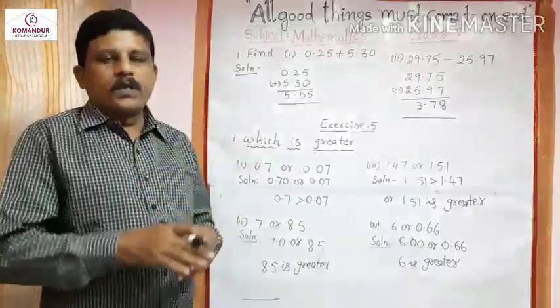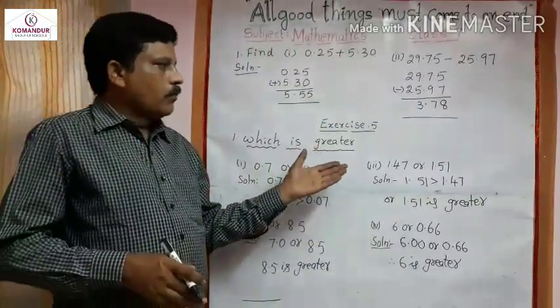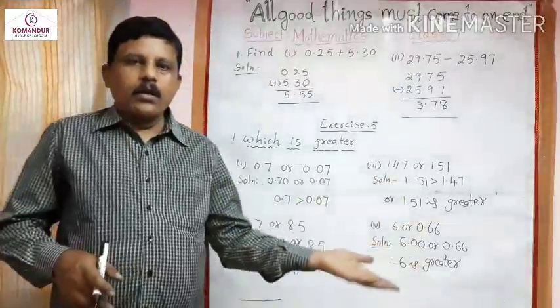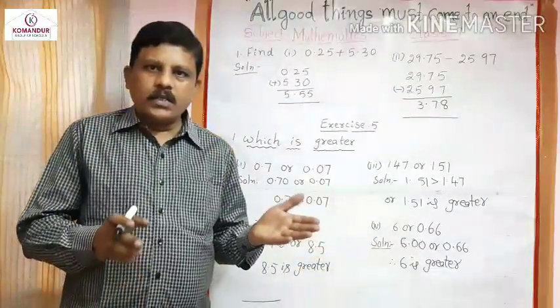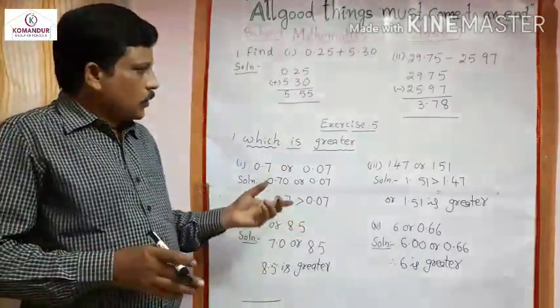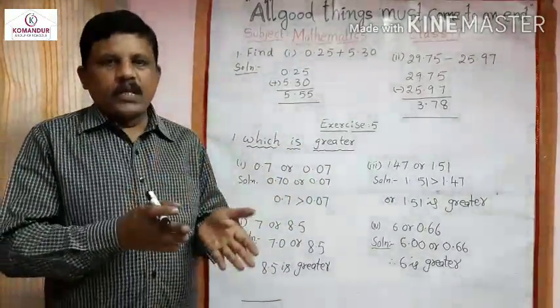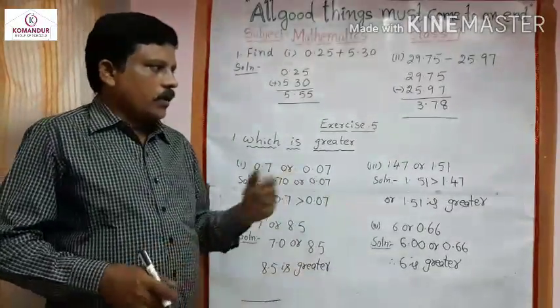If 4 or 5 decimals are given in a question, then easily we can compare and arrange in ascending order or descending order. Descending is nothing but big to small. Here only 2 numbers are given, so we can easily identify which is greater.